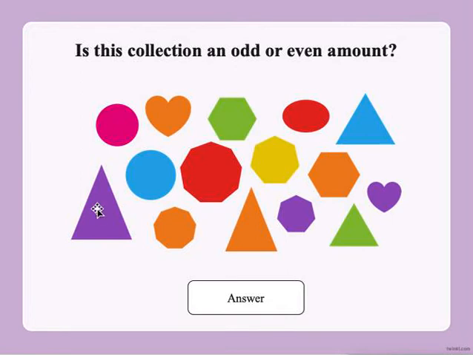So first thing we need to do again is to count them. 1, 2, 3, 4, 5, 6, 7, 8, 9, 10, 11, 12, 13, 14, 15. So we have 15 in this whole set, boys. So 15 divided by 2 is not divisible by 2. 15 divided by 2 would be 7.5, which isn't a number that we're interested in to see if it's odd or even. So therefore 15 would be an odd number because it's not equally divisible by 2.